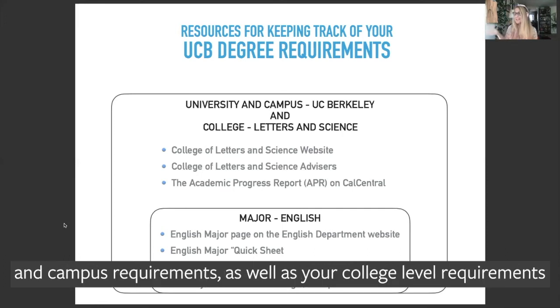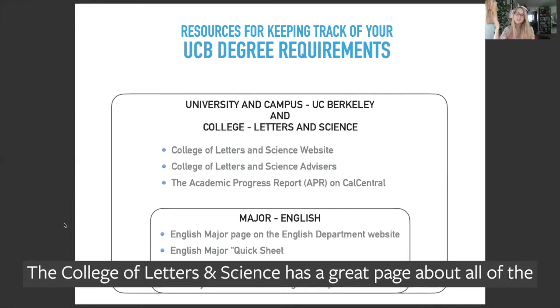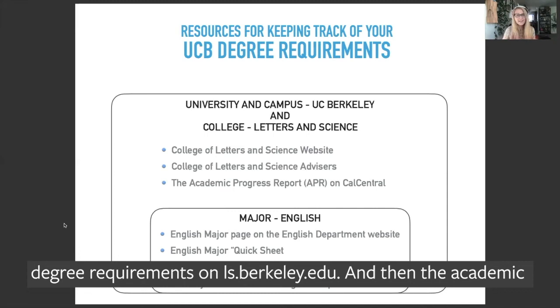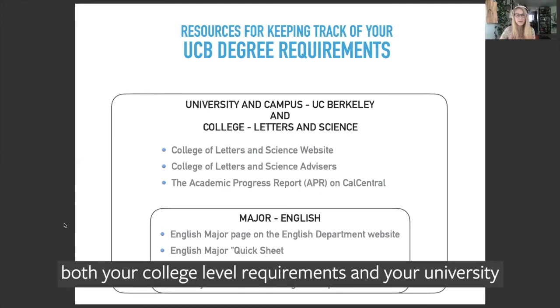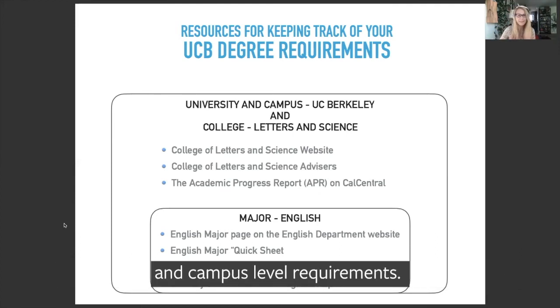And then your university and campus requirements, as well as your college level requirements. The College of Letters and Science has a great page about all of the degree requirements on ls.berkeley.edu. And then the academic progress report on Cal Central is a great way to keep track of both your college level requirements and your university and campus level requirements.